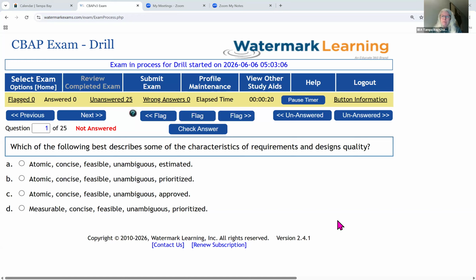Chapter 7 is going to be 30% of your test score, test questions. So it's really important that you get chapter 7 down really well. Chapter 7 is not easy.